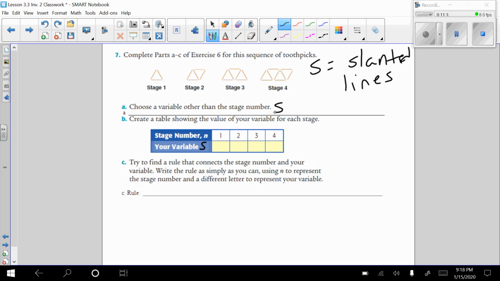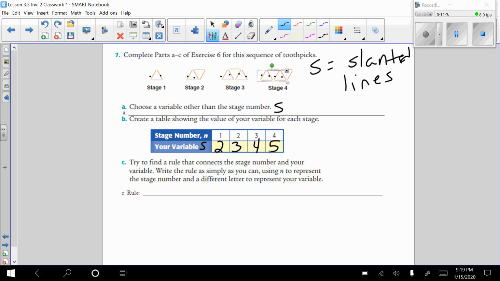In stage 1, how many slanted lines do I have? I have 1, 2. In stage 2, how many do I have? 1, 2, 3. In stage 3, how many do you have? 1, 2, 3, 4. And in stage 4, how many do I have? If I count them, I have 1, 2, 3, 4, 5 of them.